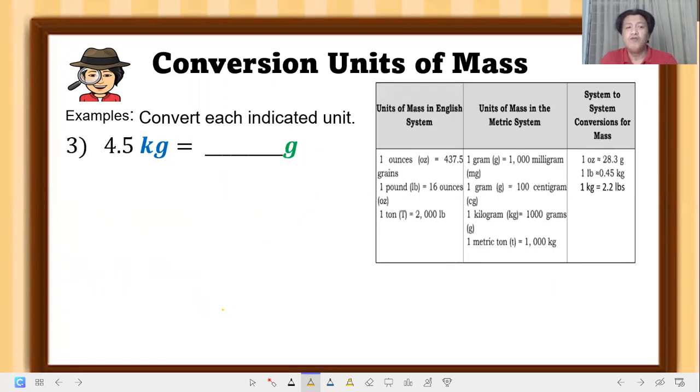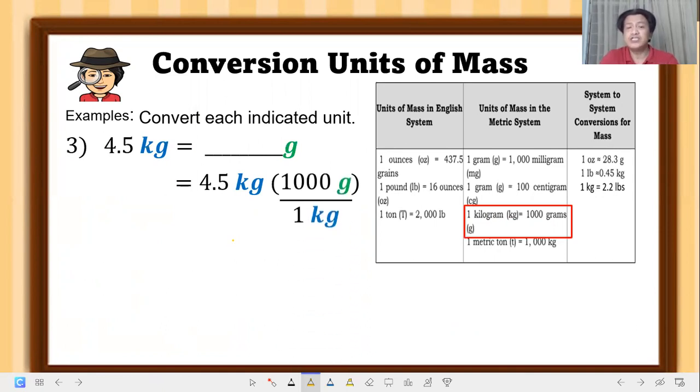Okay, let's have number 3. What is 4.5 kilogram to grams? Ibig sabihin yan, ano yung ating gagamitin conversion factor? But first, i-set up muna natin sa dimensional analysis. Meaning to say, what unit fraction are we going to multiply to get the unit of the grams? So, titingin lang tayo sa table. Yun yung 1 kilogram is equal to 1,000 grams. Ibig sabihin yan, isusulat ko siya sa fraction, but take note, same yung unit sa denominator, which is the kilogram, to cancel the unit. And then, you can now multiply. What is 4.5 times 1,000? And that is equal to 4,500 grams.